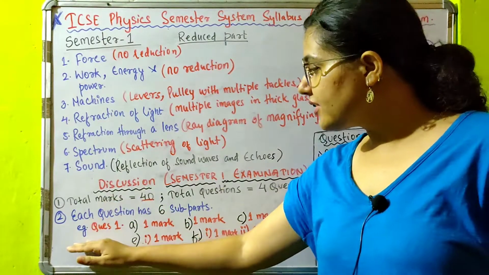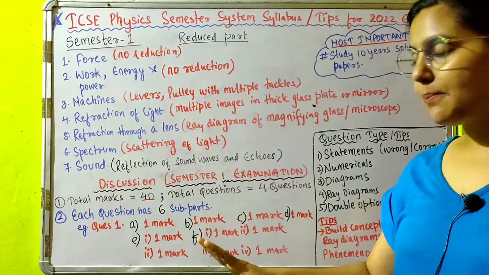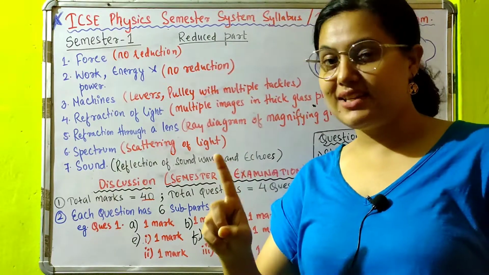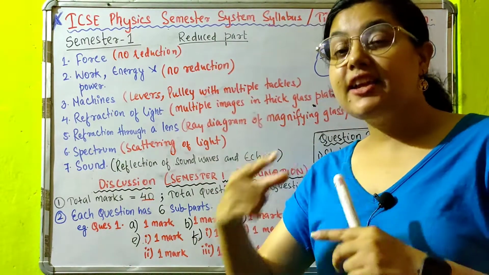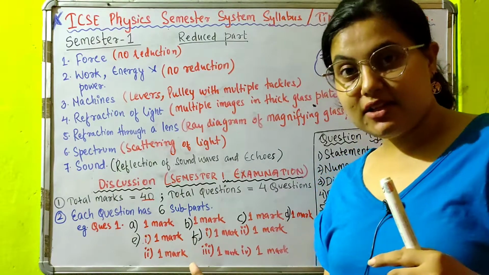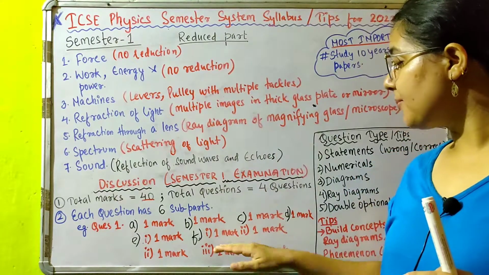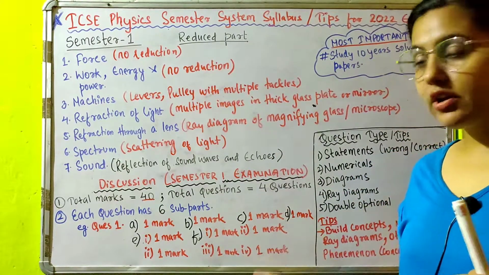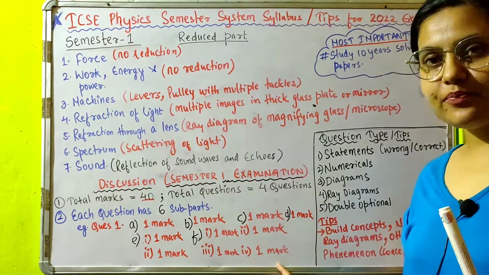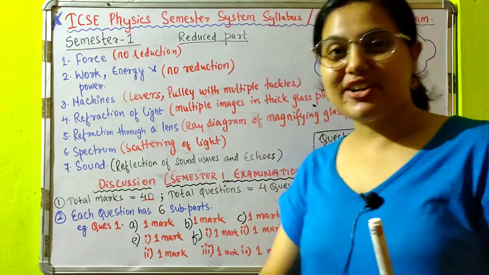For example, question 1 has A, B, C, D, E, F. Out of these 6 subparts, A, B, C and D have 1 mark each. Then the E part is again divided into 2 subparts, 1 and 2, and both of them have 1 mark each. And the F subpart is again divided into 4 parts, and each of them has 1 mark. That means 1, 2, 3, 4, 5, 6, 7, 8, 9, 10. So 1 question has 10 marks. That means 4 questions will have 40 marks altogether.